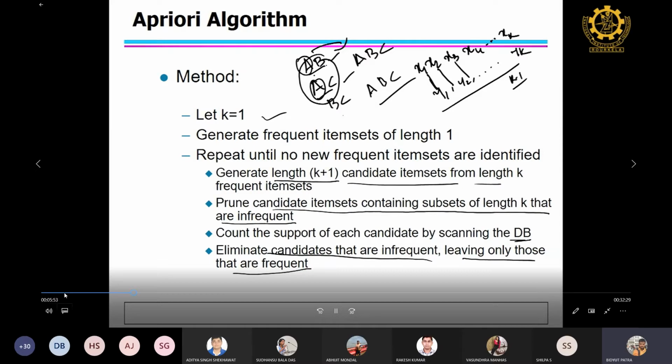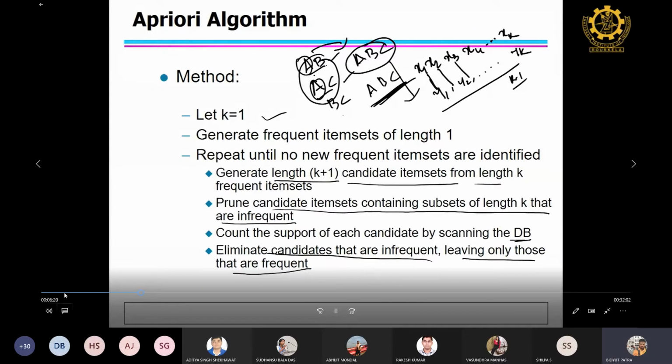After forming this, we have to see the support of each candidate item set, whether they are frequent or not. So how do you see? Let's say you found ABC is a candidate item set. Now what you have to do is search in the data set for the support of ABC, and then we conclude whether ABC is frequent or not.